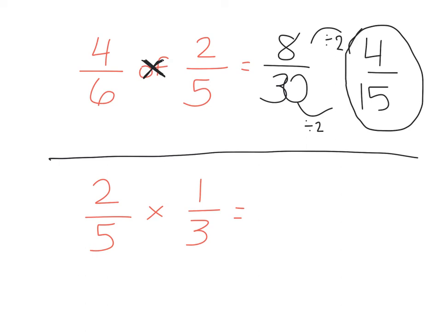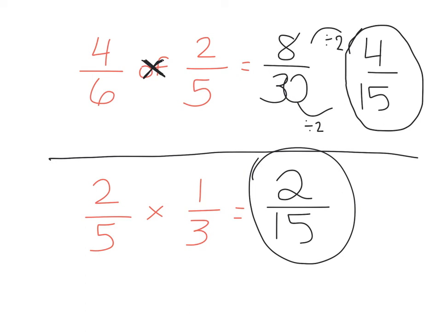So now at the bottom I have 2/5 times 1/3. I'm going to multiply the numerators, multiply the denominators, simplify if necessary. So 2 times 1 is 2. 5 times 3 is 15. And that is in simplest form. And so my answer is 2/15. And that is how you multiply fractions. You multiply the numerators, multiply the denominators, simplify if necessary.